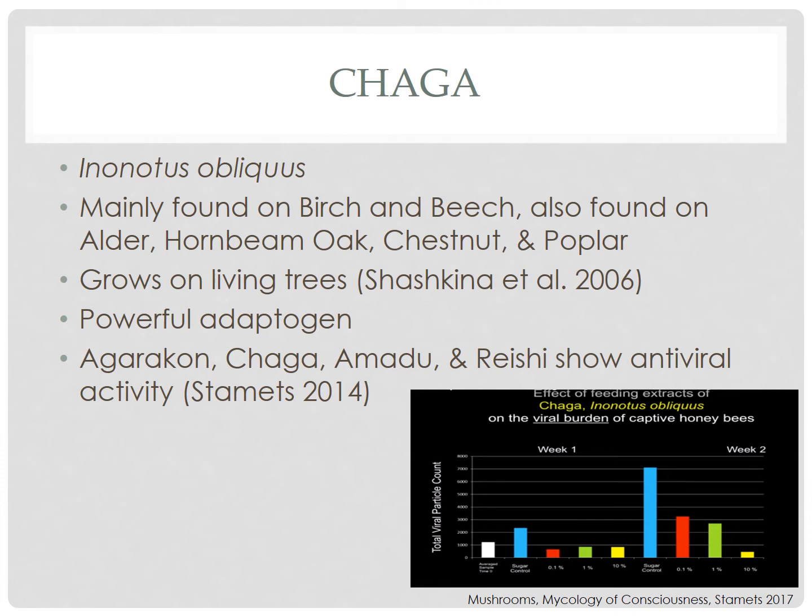Again, the blue bar references the control group of captive bees fed the sugary solution. Notice how the viral burden skyrockets compared to the chaga mushroom extract. The viral burden is drastically reduced. Agarikon, chaga, amadou, and reishi all show antiviral activity in Apis mellifera.